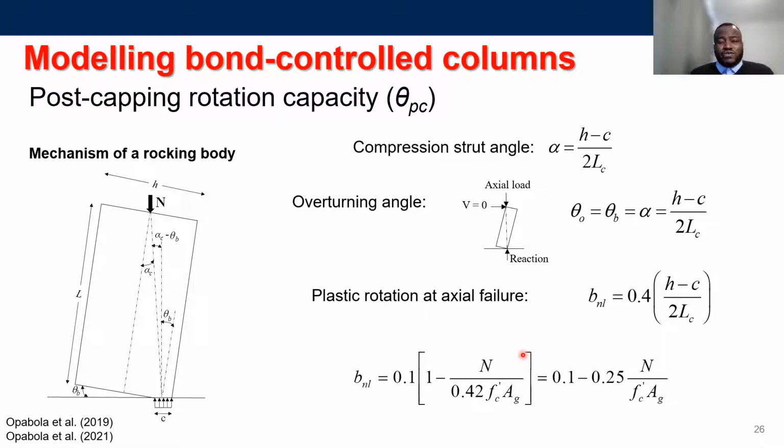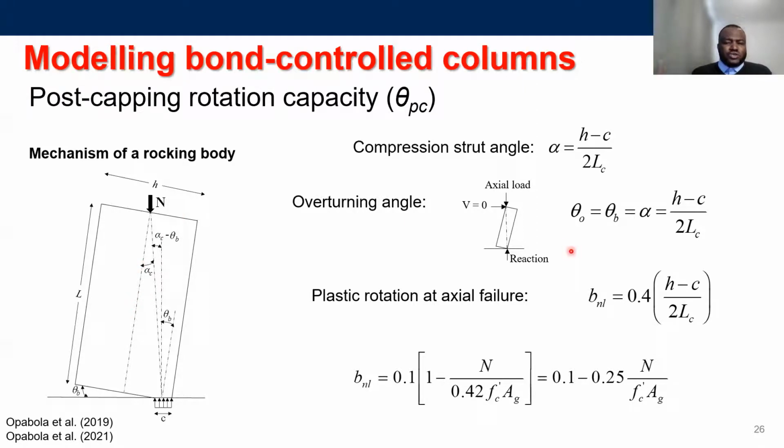And the idea of the rocking behavior is that under lateral demand, the stability of the column is provided by the compression strut that comes from the axial load on the column. And this compression strut forms an angle alpha with the longitudinal axis of the column. So instability occurs when the fixed end rotation of your column is equal to the compression strut angle.